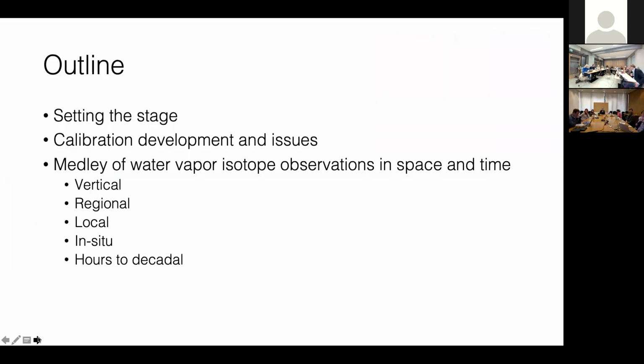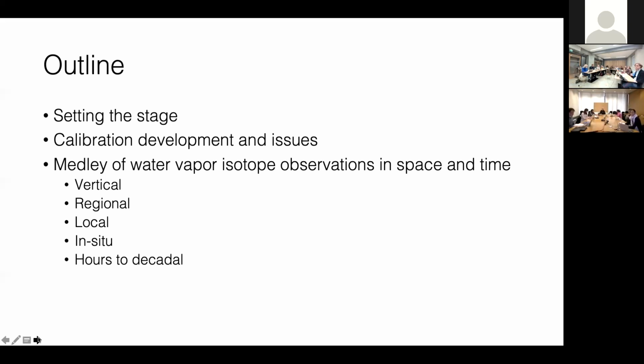So this is an outline for my presentation, and I thought it was pertinent to put in setting the stage, because there are a lot of new colleagues in the field that have come in the last 10 years. So I thought it was nice to just say, where did we come from? And as part of that is also understanding calibration development and issues. So I will also focus a little bit on what has led to us being able to make very high quality measurements.